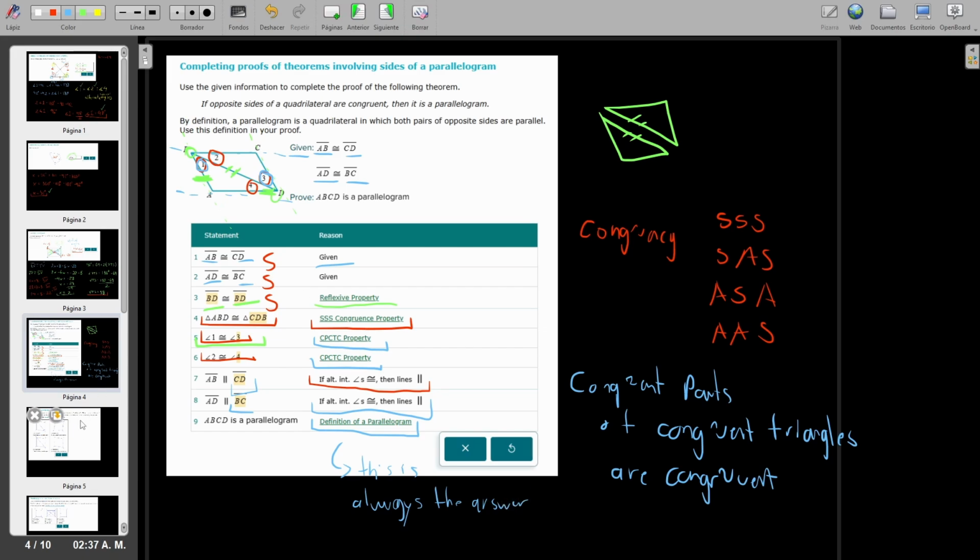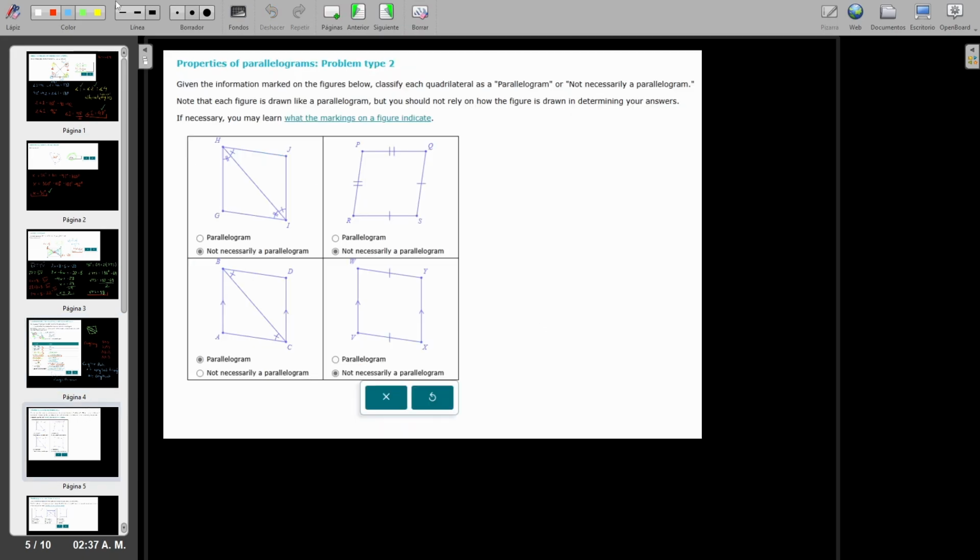Now we go to the next part. How to be solving this with the properties of parallelograms. They're asking us to know if these two parts are parallelograms. Remember, we need to have at least two parts.